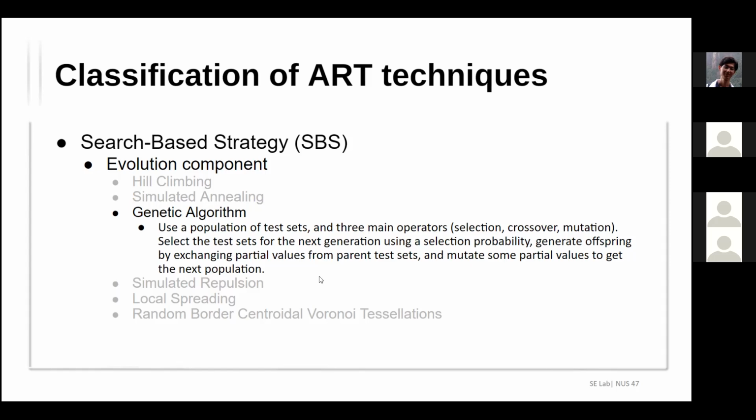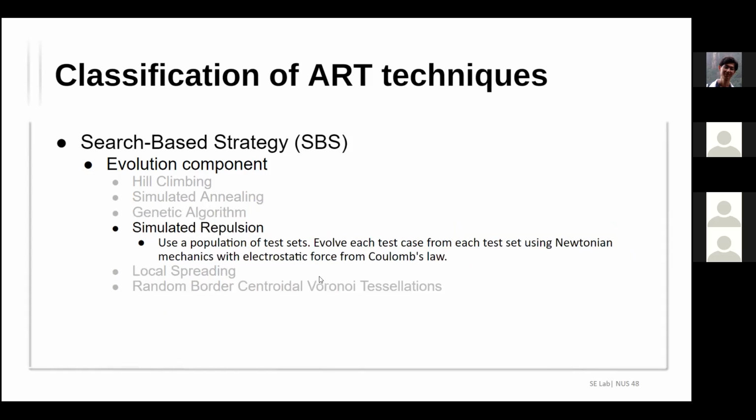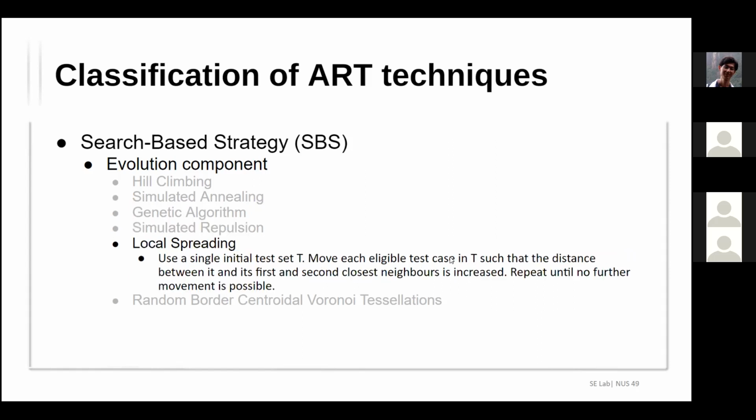For genetic algorithm, we skip those. I think the last 3 are the more unfamiliar ones. Simulated repulsion is essentially just using some kind of electrostatic mechanics to simulate the test case evolution. Local spreading is essentially you have an initial test set.